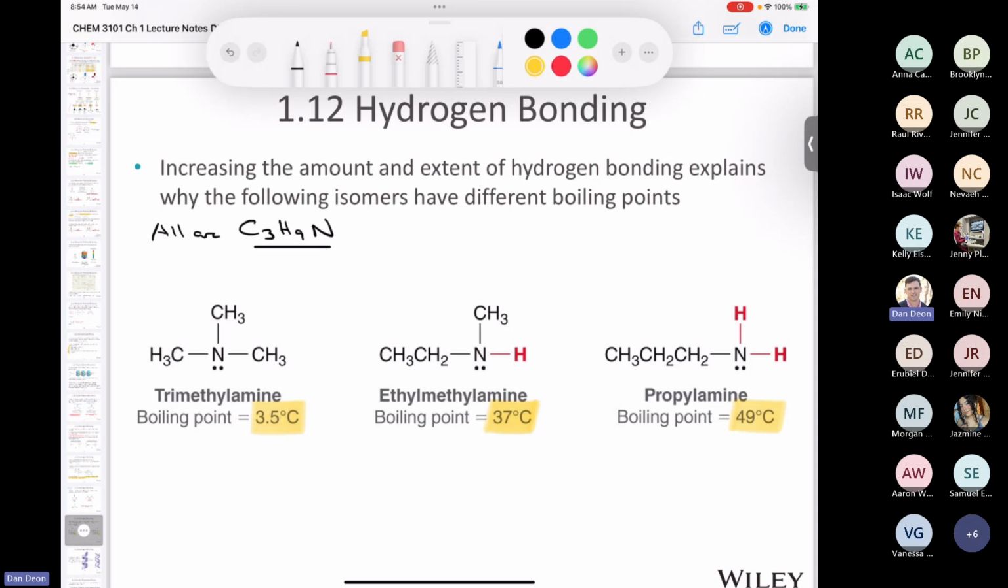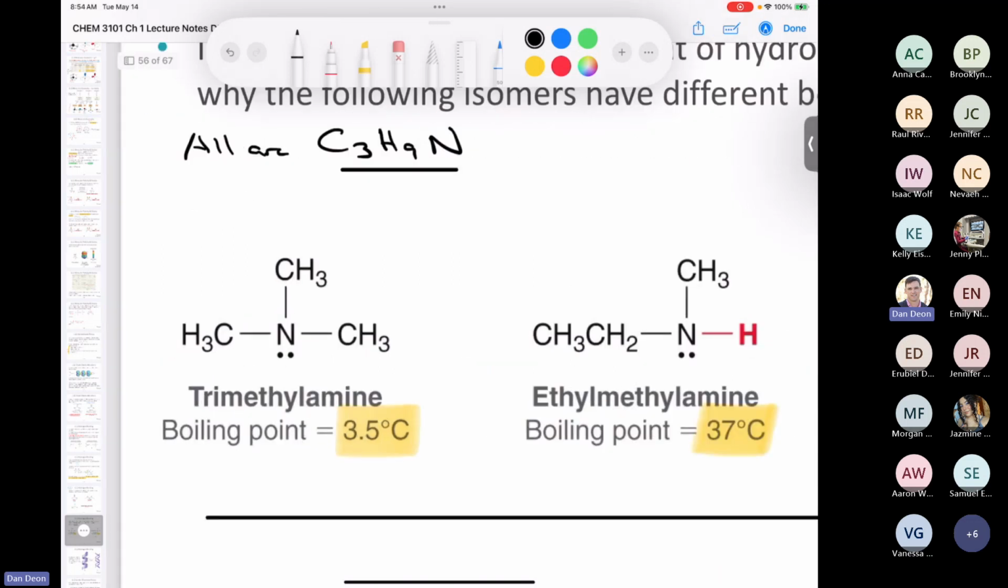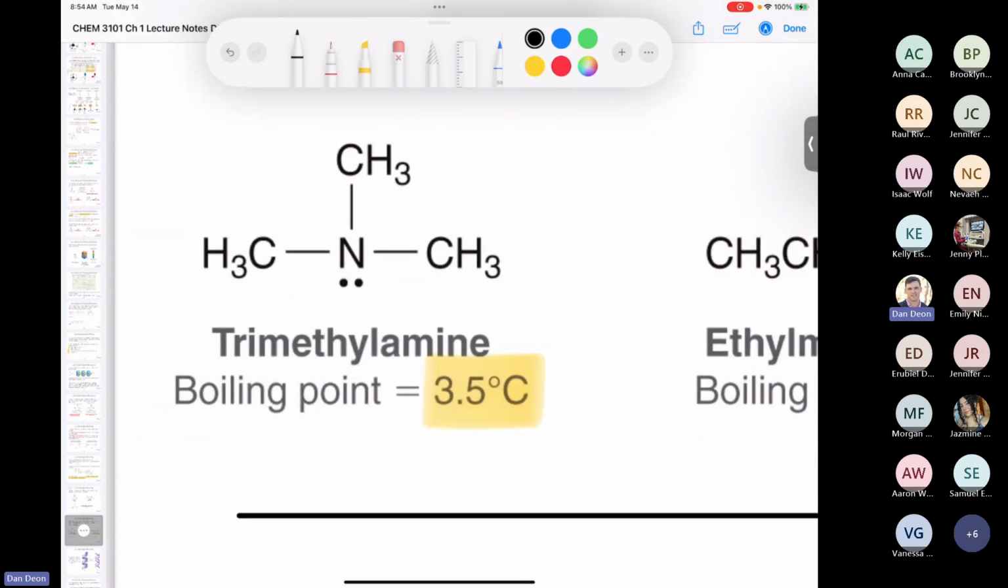Could anybody tell me why the boiling point gets higher and higher? Even if you don't have to give me a long answer, but could anybody give me a hint? It has to do with what? I'll give you a clue. It's the title of the slide. Yeah, it's hydrogen bonding. Exactly. Okay. Now, it's got something to do with hydrogen bonding, doesn't it, Jenny? Right? You're absolutely correct. Now, if I look at trimethylamine, is there any hydrogen bonding in trimethylamine?